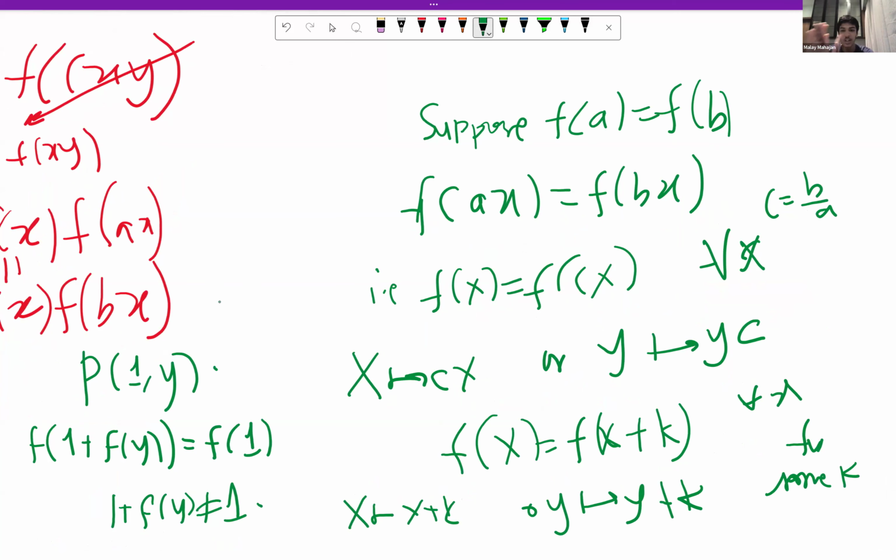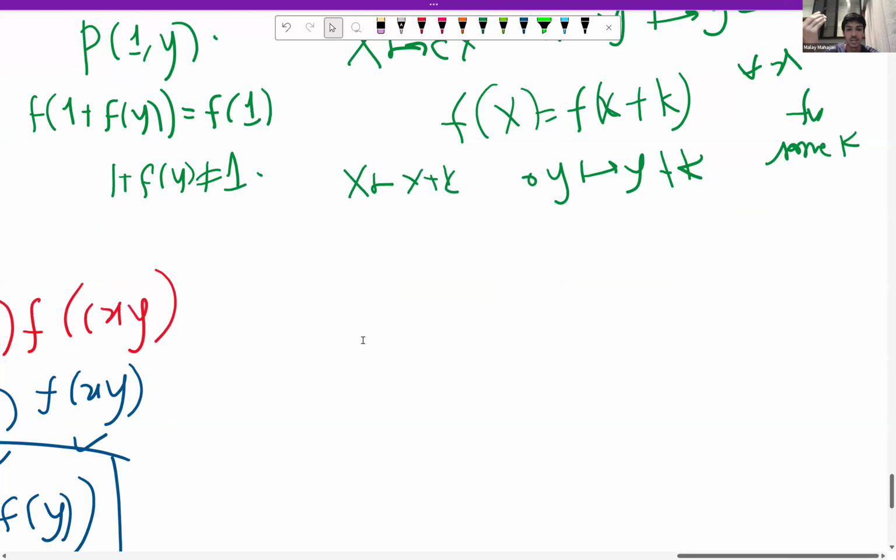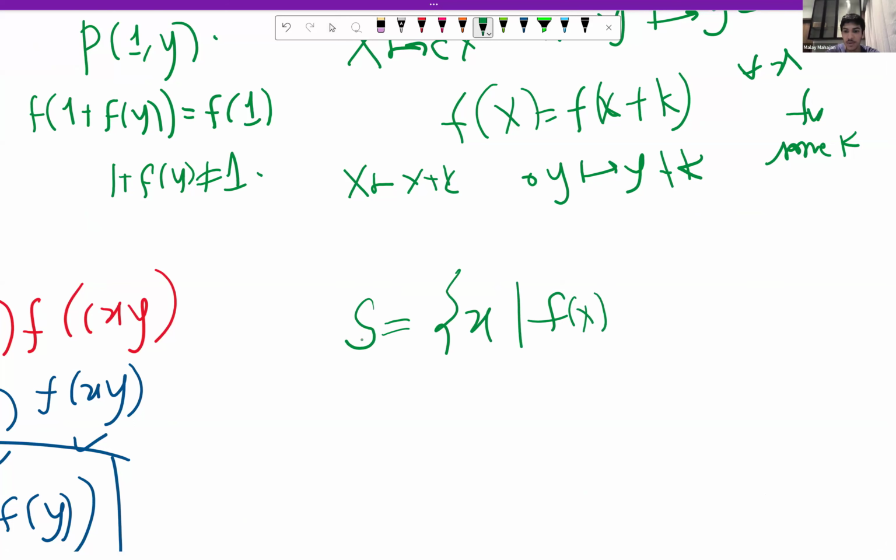But this trick is not really limited to just this. In particular, it's very good to consider, for example, the set S to be all x such that f of x is, for example, 0, and T is all x such that f of x is non-zero.